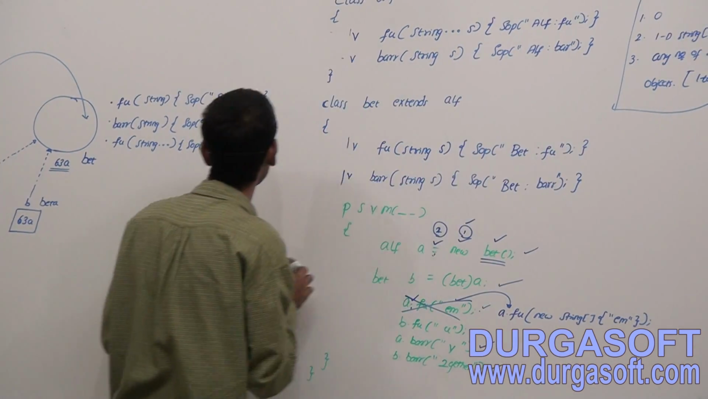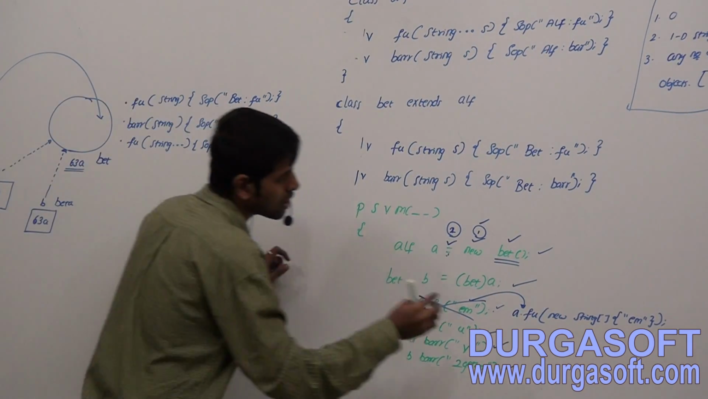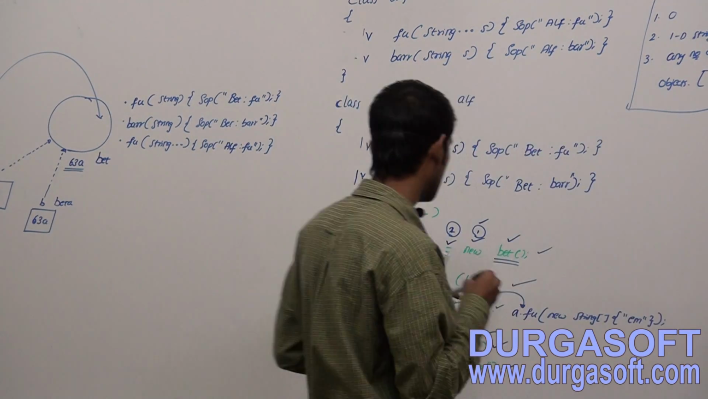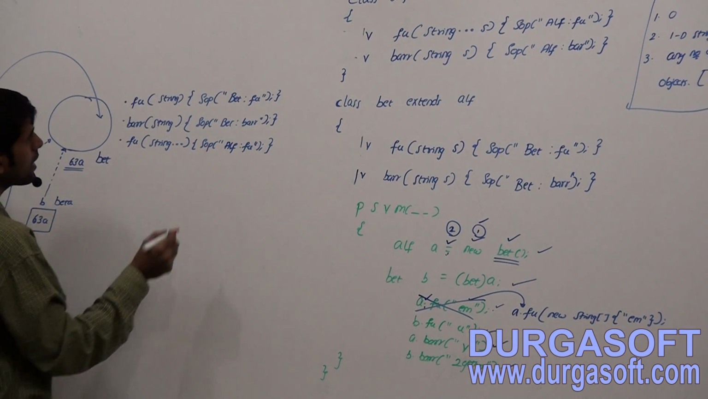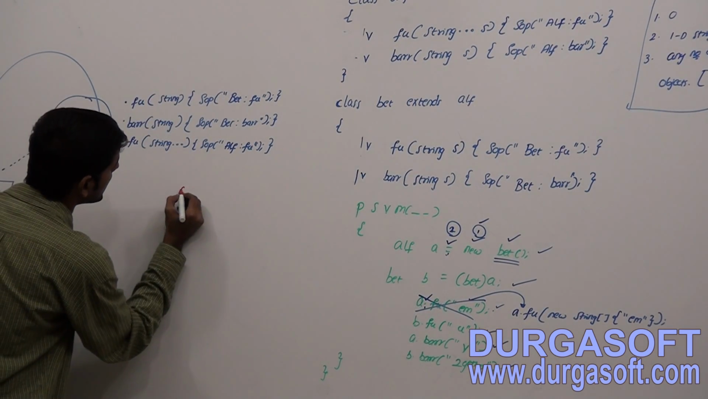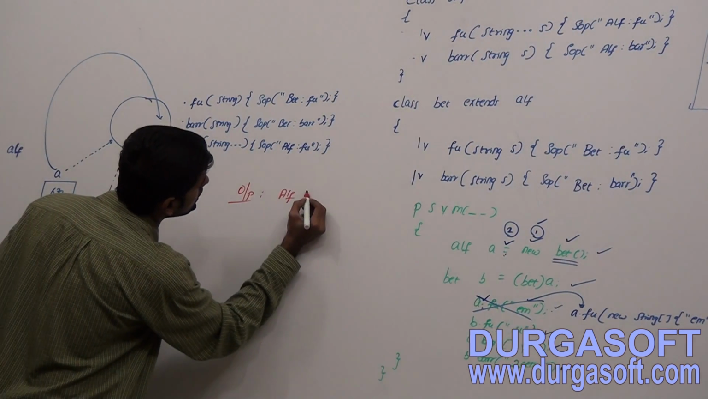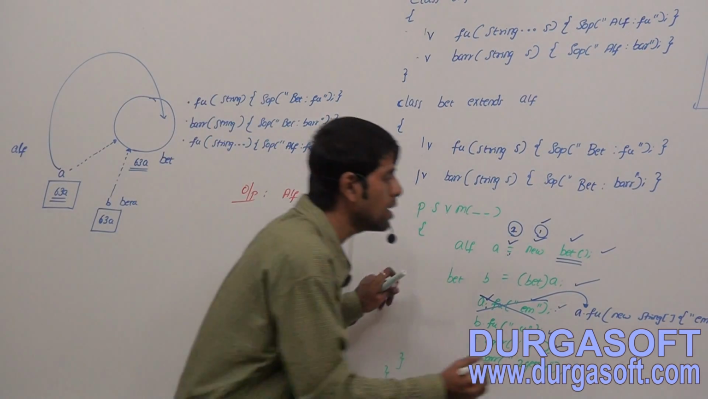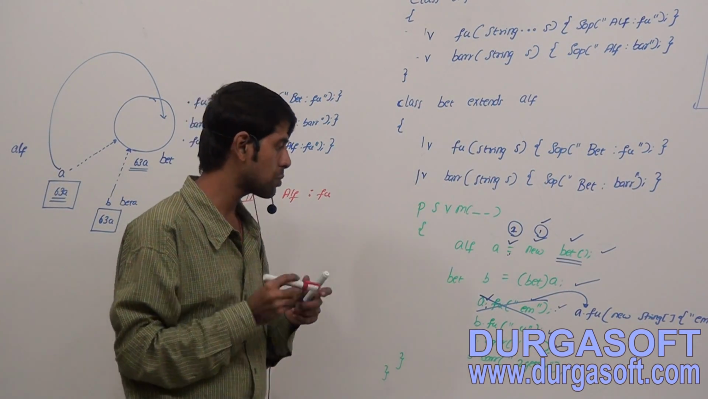Okay, now try to observe. Which method is getting matched here? This method. So because of this method call, what is the output which we are going to get there? Alpha foo. Getting? Yes, the first method has been executed.